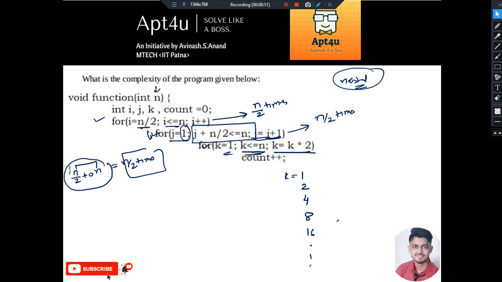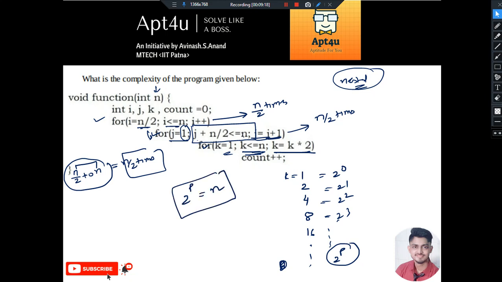So suppose it gets executed p times, till 2 power p. You can see this is following the pattern 2 power 0, 2 power 1, 2 power 2, 2 power 3. Suppose it continues till 2 power p before stopping. So 2 power p is equal to n. Suppose the last time it executed the loop was at p, 2 power p is equal to n.